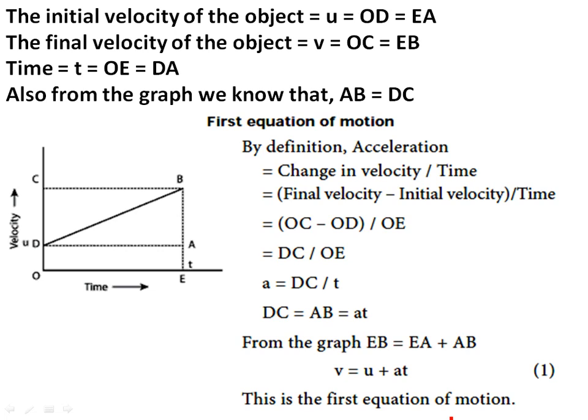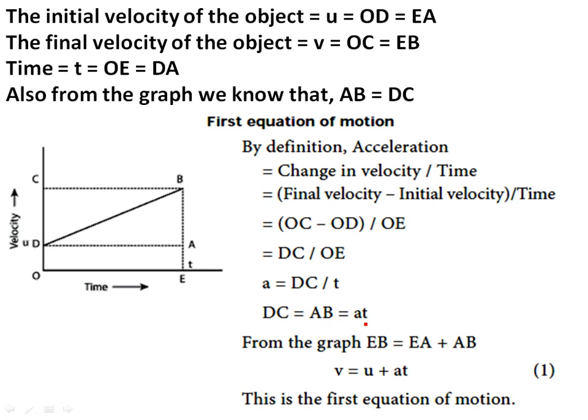First equation of motion. By definition, acceleration equals change in velocity by time, which is equal to final velocity minus initial velocity by time, which is equal to OC minus OD divided by OE, which is equal to DC by OE. So acceleration a equals DC by t. Hence, DC equals AB, which is equal to a into t.